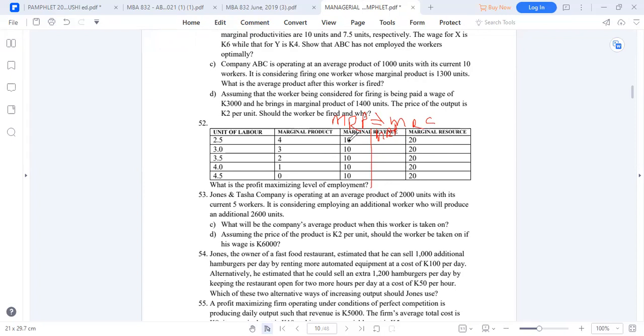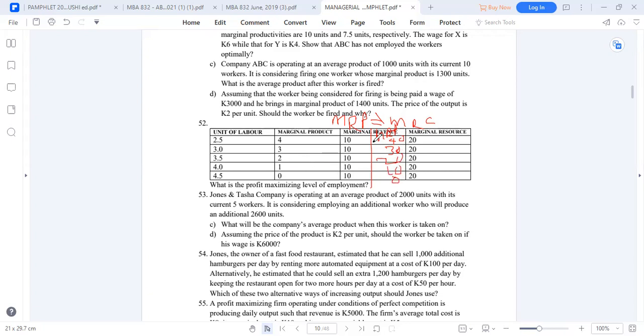We multiply the marginal product times the marginal revenue to get the marginal revenue product. So 4 times 10 is 40. 3 times 10 is 30. 2 times 10 is 20. 1 times 10 is 10. 0 times 10 is 0.